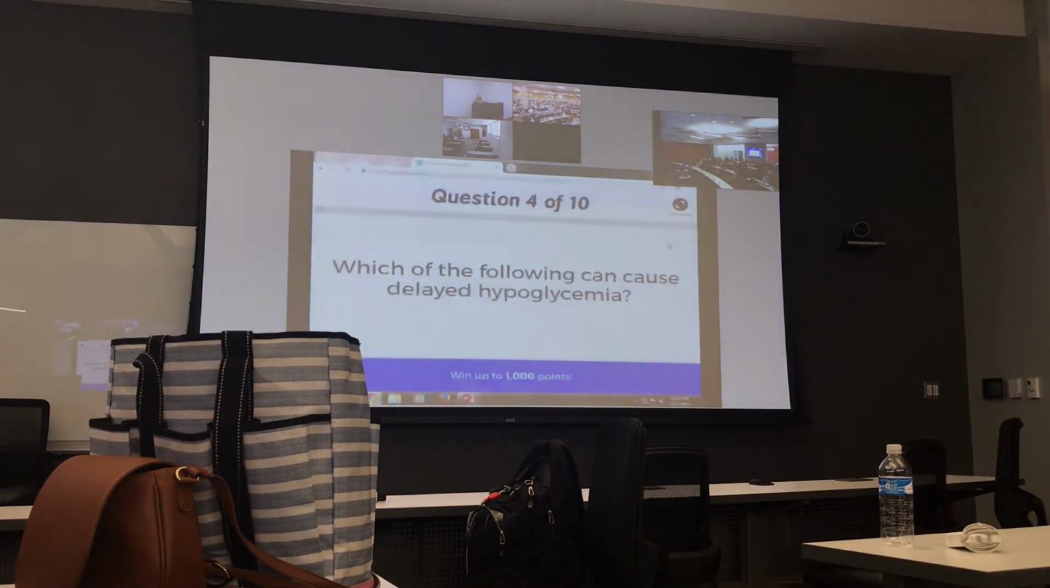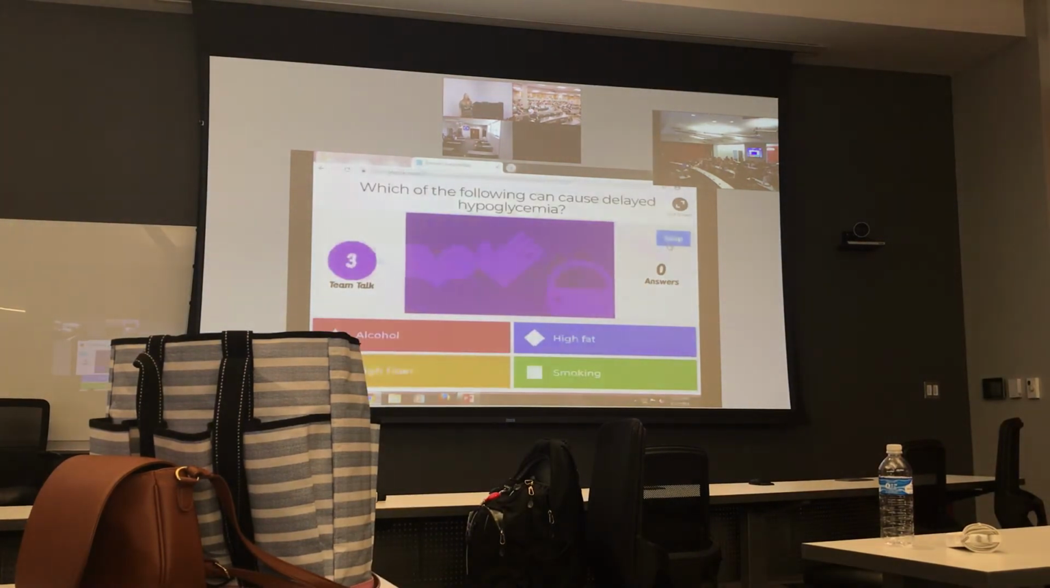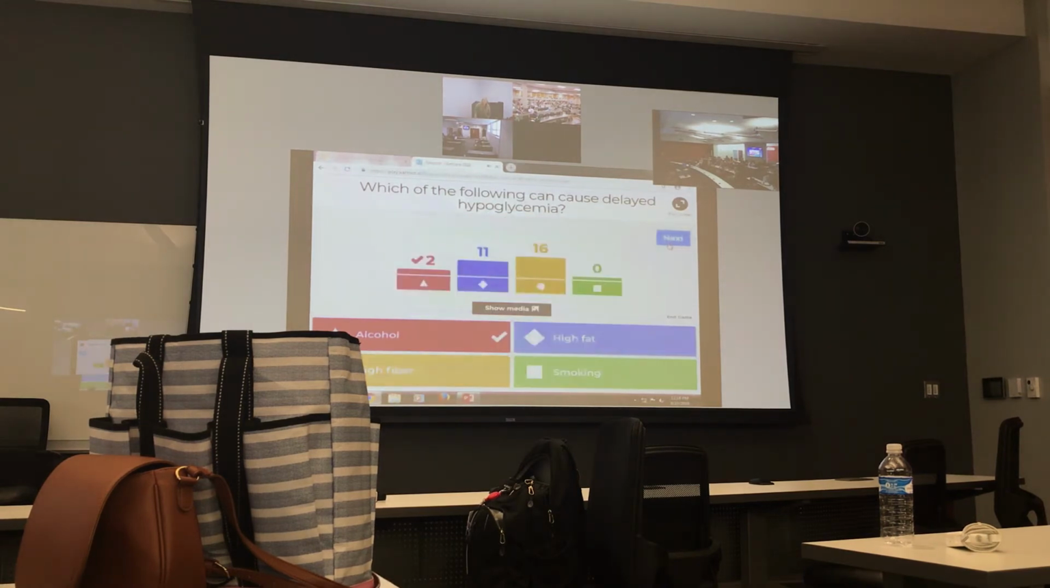Okay, moving forward. Which of the following can cause delayed hypoglycemia? Is it alcohol, high fat, high fiber? I think I also forgot to mention that in some of them there are multiple right answers. Some of them I just left as all of the above. Because your pancreas is still working. We have a wide variety, so let's talk about the answer.